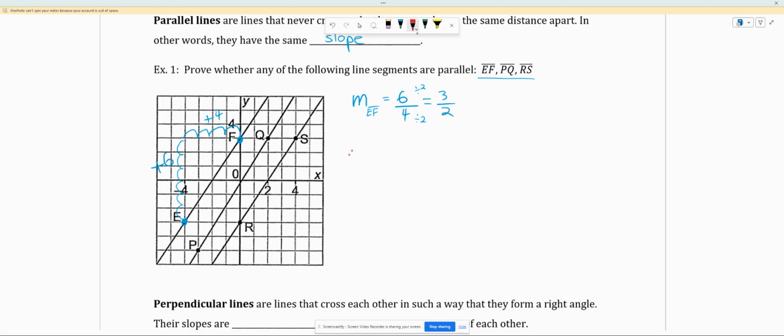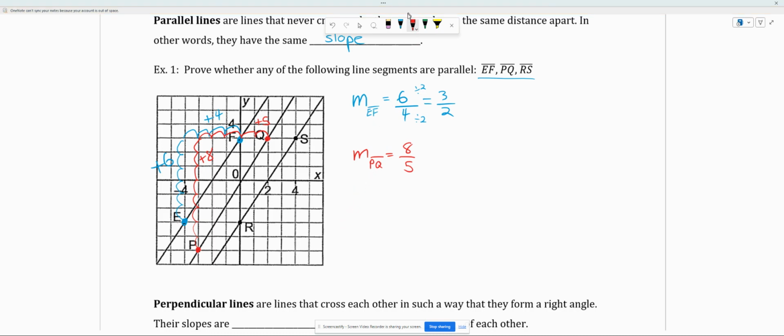All right, let's look at the next line. The next slope is m of PQ. P is way down here. We can see from the picture these lines look parallel, but we're going to find out for sure. Let's figure out our rise first. 1, 2, 3, 4, 5, 6, 7, 8. So I got a plus 8 rise here, and then 1, 2, 3, 4, 5, so plus 5 is my run. I have a rise of 8 and a run of 5, and right away I can see these are not equivalent. I cannot reduce this fraction to make it the same. So definitely EF and PQ are not parallel.